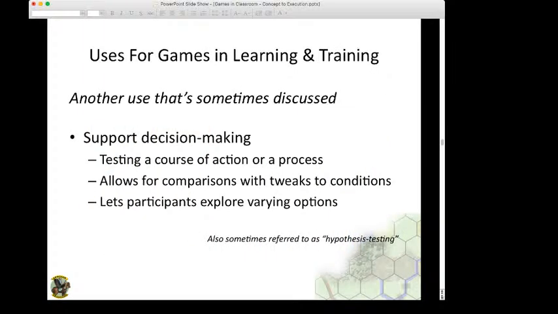Another use that's sometimes discussed is the idea of supporting decision making. Sebastian touched on this a little bit earlier with his analytical war games, right? We need to analyze a particular something to help us support some future decisions that we need to make. So, are we testing a course of action? Are we testing a particular process? This allows us to compare different things by simply tweaking some minor conditions and seeing what happens. And so this is also referred to as hypothesis testing. What are some different things that can come out of our hypotheses?